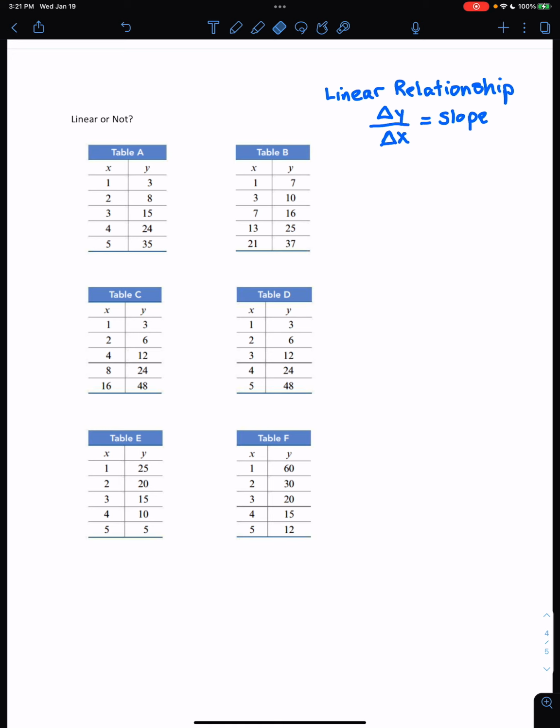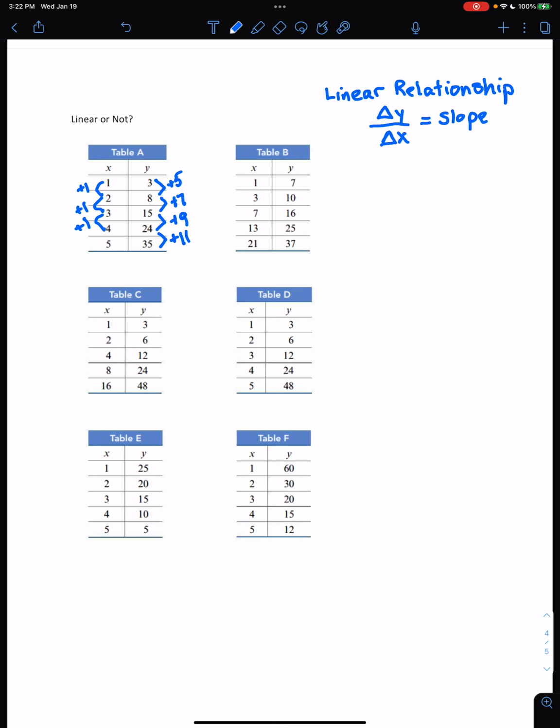All right, so let's look at table A. For table A, we have a constant change in our x values, right? Plus 1, plus 1, plus 1. That's easy. However, over here in our y value, we have plus 5, plus 7, plus 9, and plus 11. So we definitely do not have a linear relationship in table A.